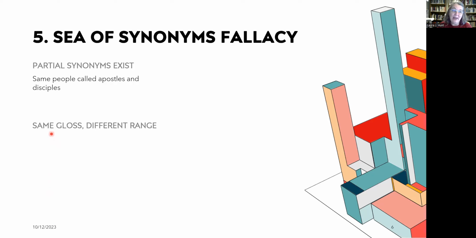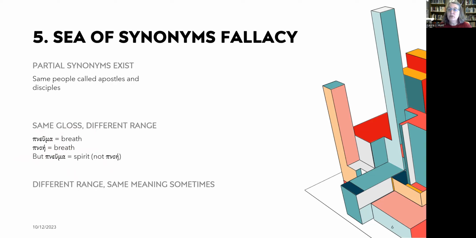Two different words can be translated the same way. The gloss is the English word that it's translated into. So two different Greek or Hebrew words can have the same translation in some places, but still have a different range of meaning. So the word pneuma means breath, and the word pnoe means breath, but pneuma can also mean spirit, whereas pnoe can't mean spirit. So two different words can mean the same thing, but they don't necessarily always have to.